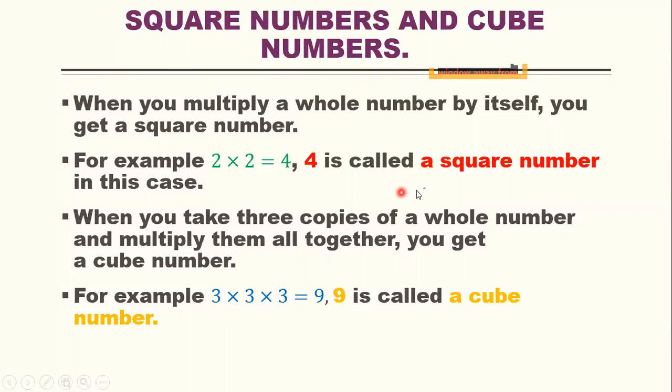Then if you multiply a number 3 times, for example 3 times 3 times 3 to get 27, 27 is called a cube number because of the way we get it. The same thing, if you multiply 2 three times, that is 2 times 2 times 2, to give you 8. So 8 here is also called a cube number.